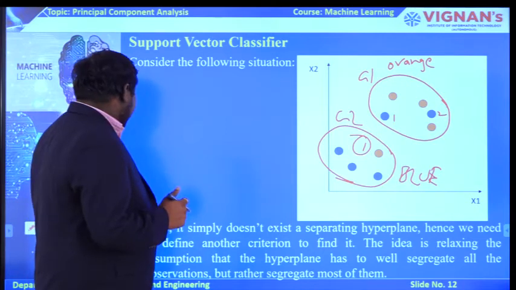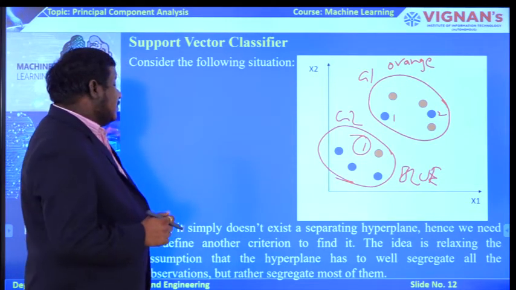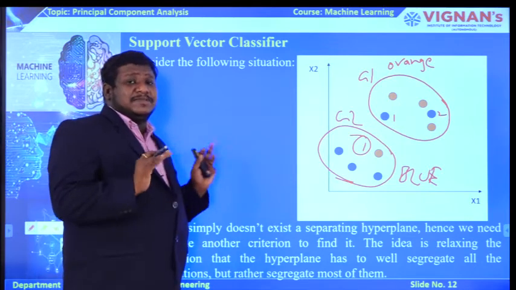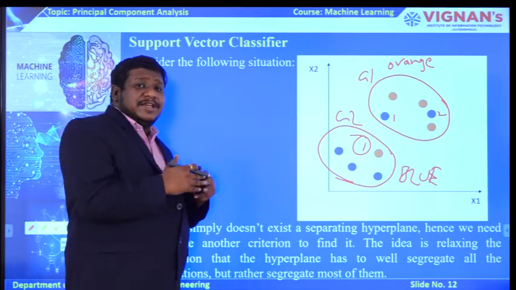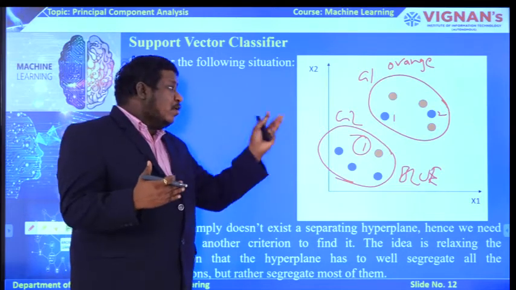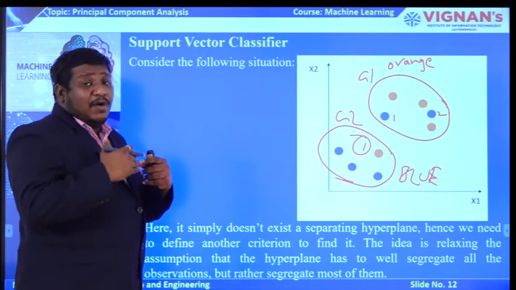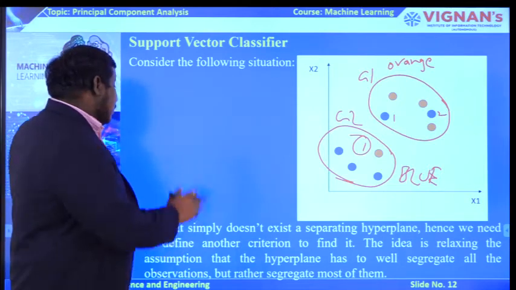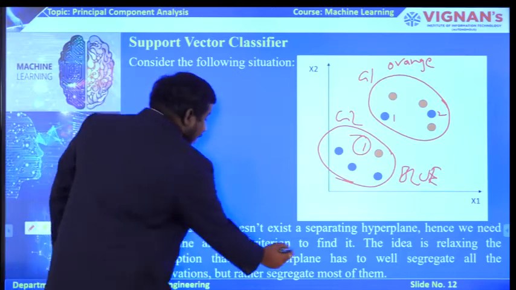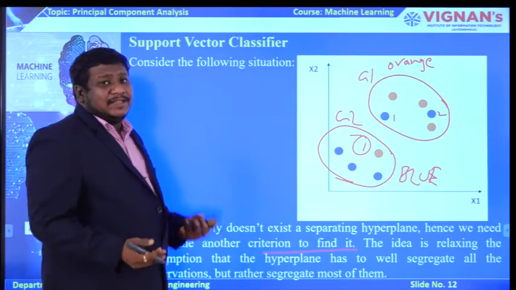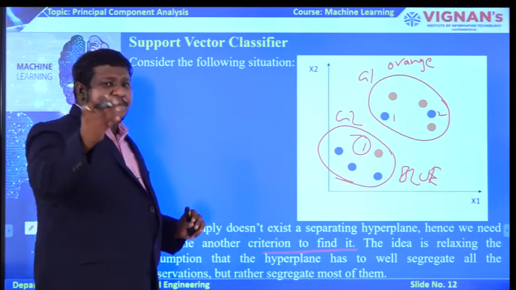How can this be done? Here, a separating hyperplane simply doesn't exist. I told you already that in this case a hyperplane is not there. So in such cases, how do we identify this data and classify the data points to a particular group? Hence we need to define another criterion to identify the elements belonging to a particular group.